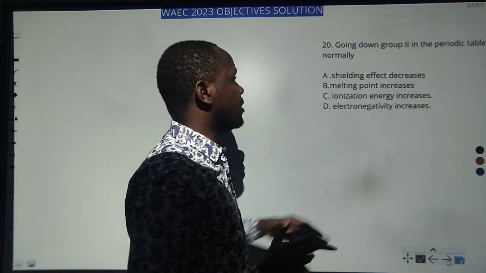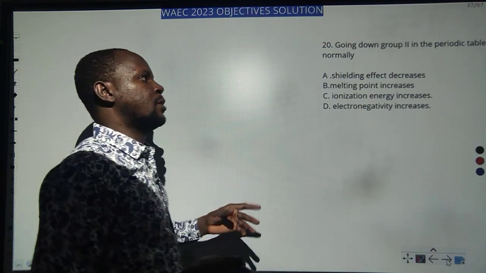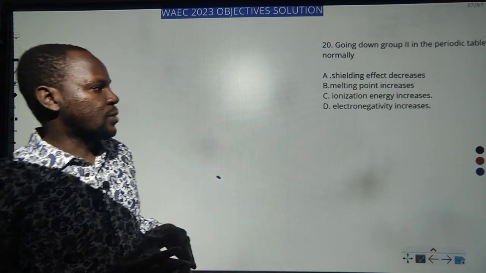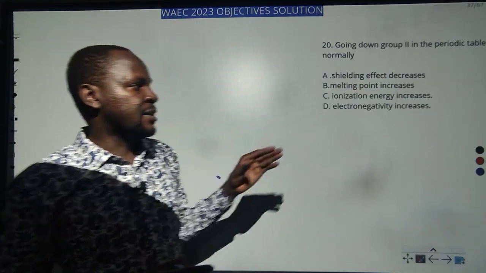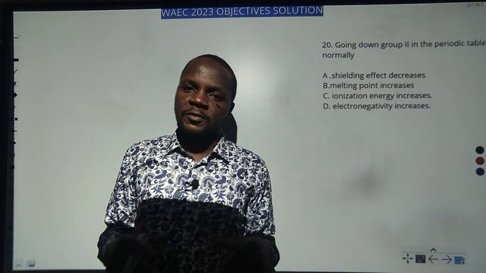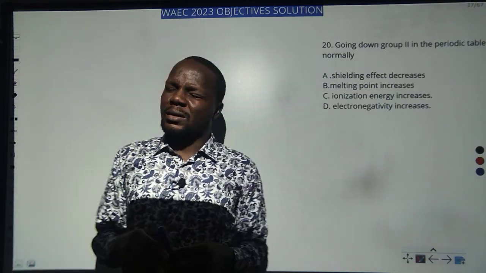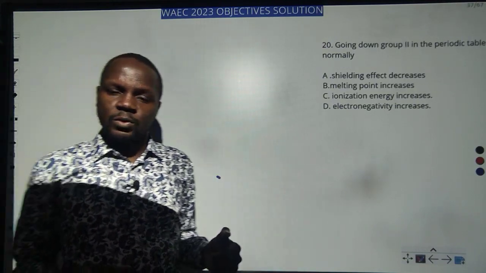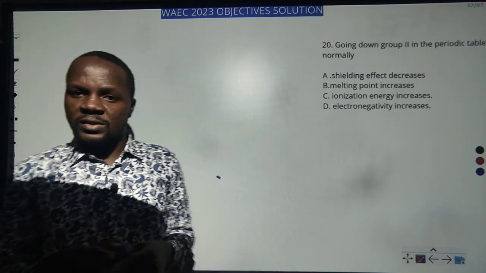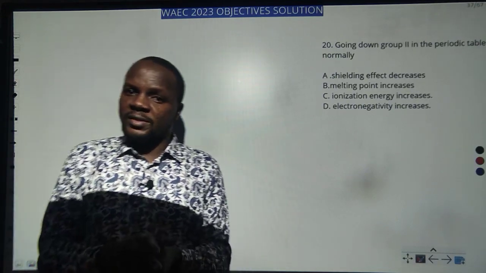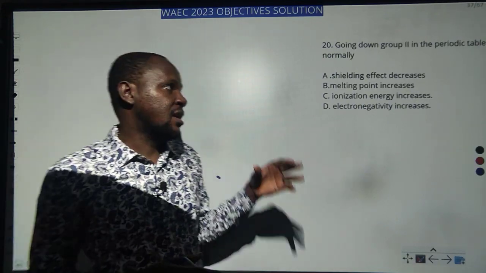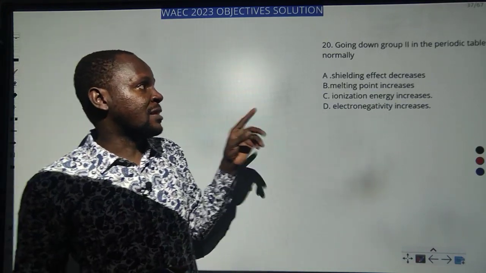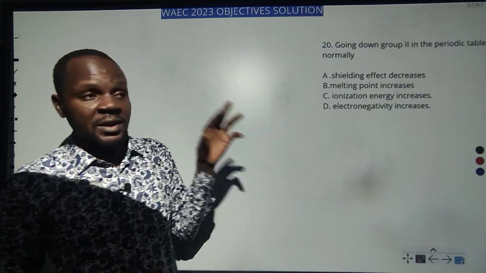Going down group 2 in the periodic table, normally, let's see, this one says shielding effect decreases. Now the thing is, shielding effect will increase because the size of the atom is increasing. As the size of the atom increases, you expect the shielding electrons to increase, so that means they are protecting. What am I saying? I said shielding effects are decreasing. That is a very, very wrong statement.